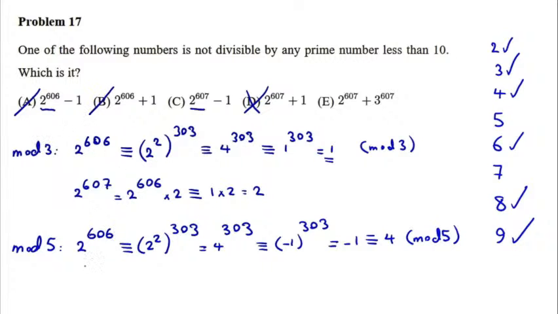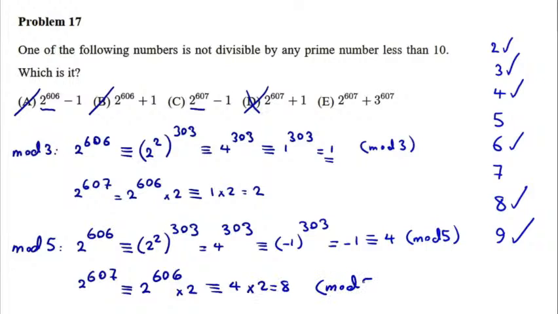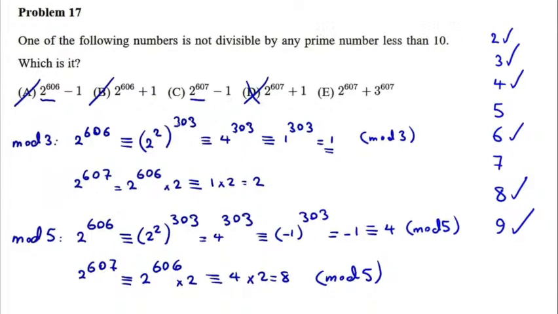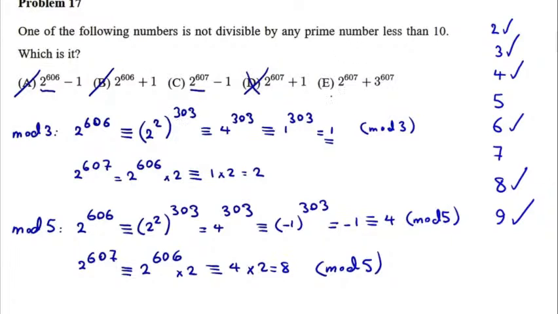So we cancel that. And 2 to the power of 607 mod 5 will be 2 times 4. It is 2 to the power of 606 times 2. From the previous part, you can say it is 4. 4 times 2, 8. 8 mod 5. So you can't cancel this part because 8 minus 1 will be 7.